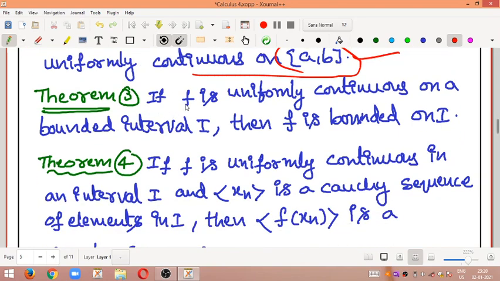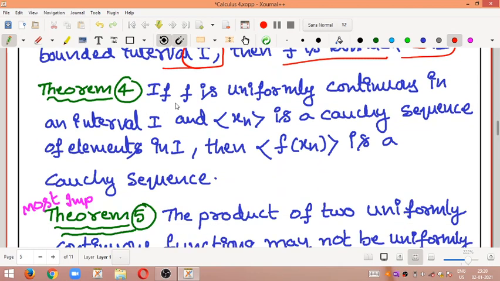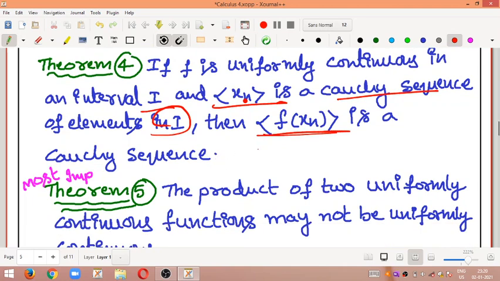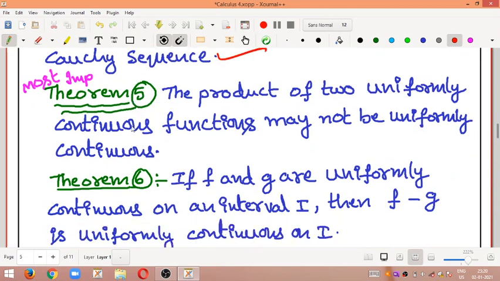Next, third theorem: if f is uniformly continuous on a bounded interval I, then f is also bounded on the interval I. Next, fourth theorem: if f is uniformly continuous on interval I and the sequence xn is a Cauchy sequence of elements in I, then the sequence f of xn is also a Cauchy sequence. This is the fourth theorem.